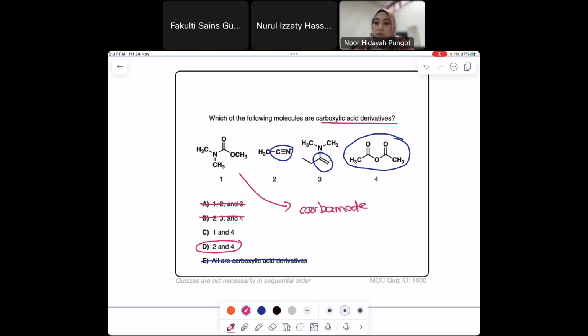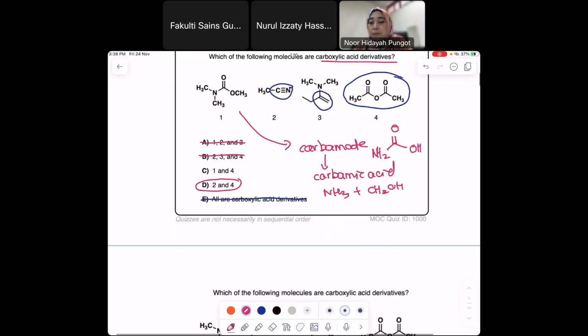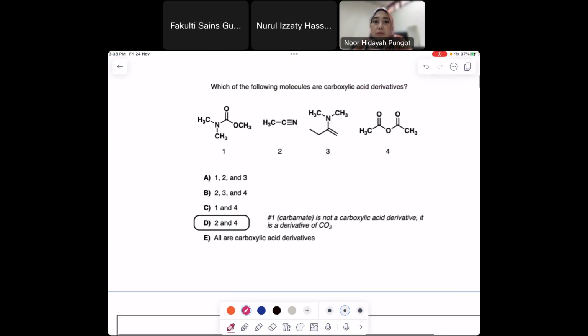Okay. Tak ada dalam nota saya tengok tadi, nota tak ada. But it's not a carboxylic acid derivative because it's coming from a carbamic acid. Okay, it's a reaction between an amino acid lah, urea selalunya. So bentuk dia macam ni, ataupun kita panggil amino acid lah. Okay, so dia bukan carboxylic acid derivative. Ni dia punya explanation dia.